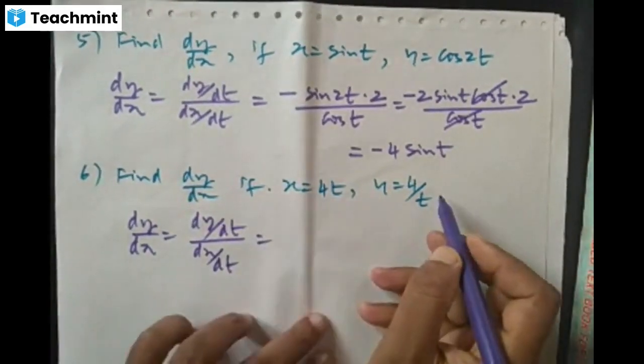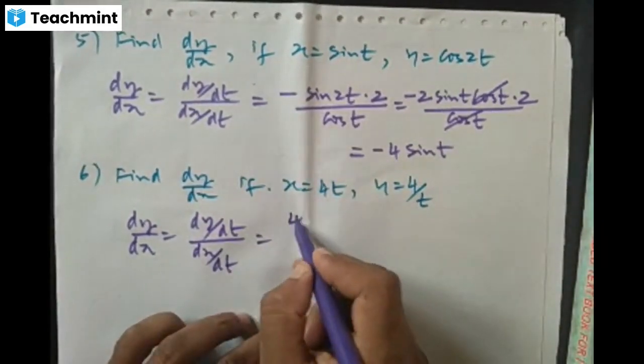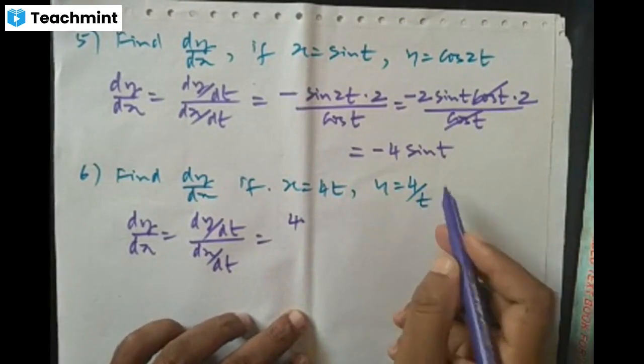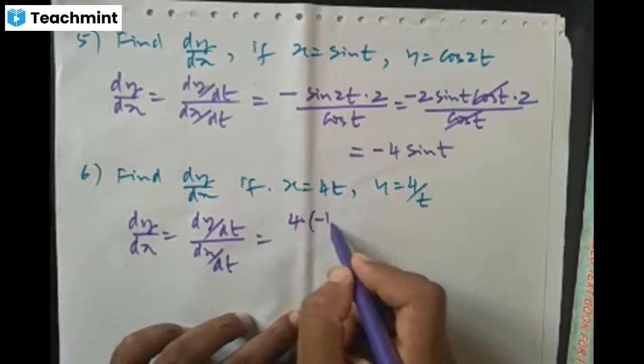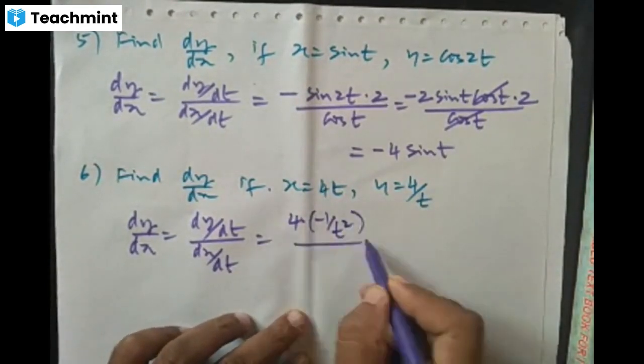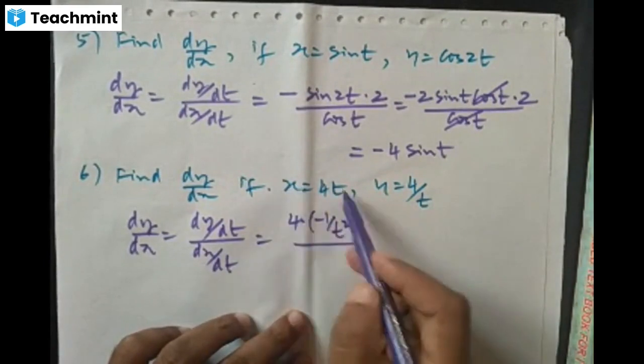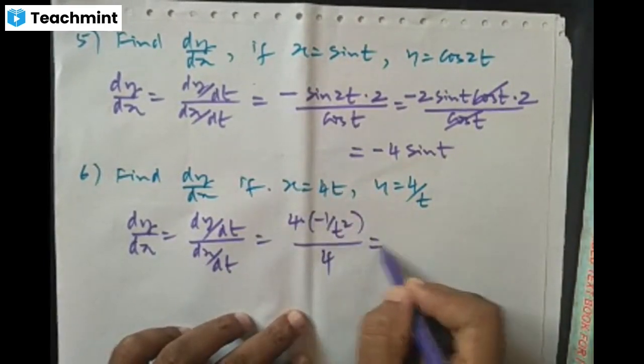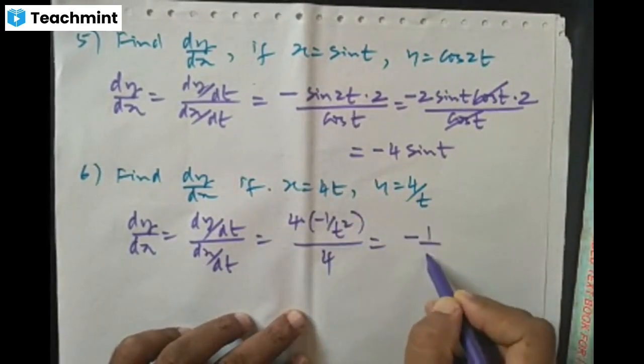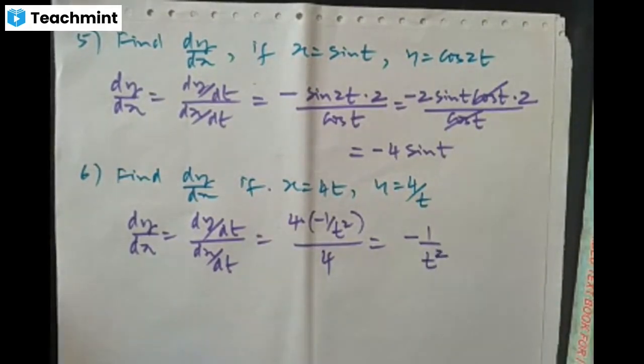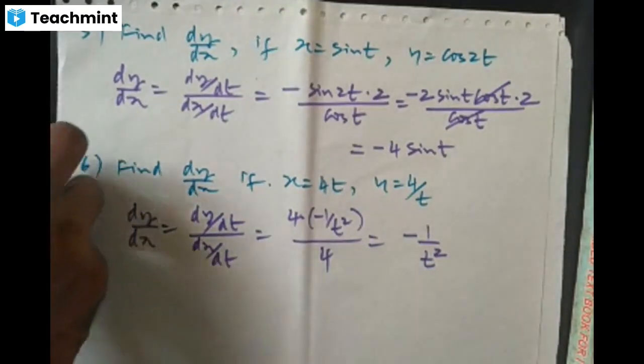dy by dt: 4 is a constant, so 4 into d by dt of 1 by t is minus 1 by t square, correct? Divided by dx by dt. dx by dt is 4. We can cancel 4 and 4. So finally we get minus 1 by t square as dy by dx, right?